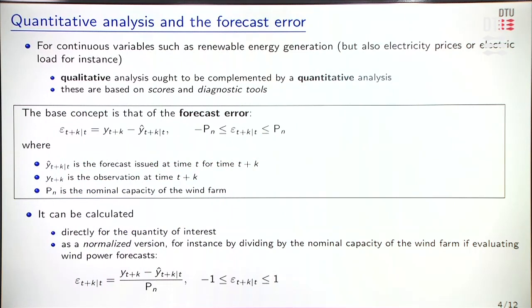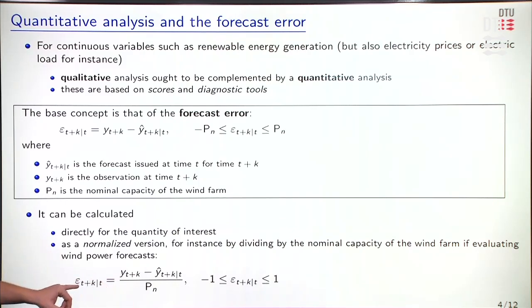Now that we have calculated the forecast error, we may directly use it, but as we showed in the plots before, we might prefer to work with a normalized version, and a way to normalize readily would be to divide each and every error by the nominal capacity of the wind farm or solar power plant of interest, and this would give something like that.